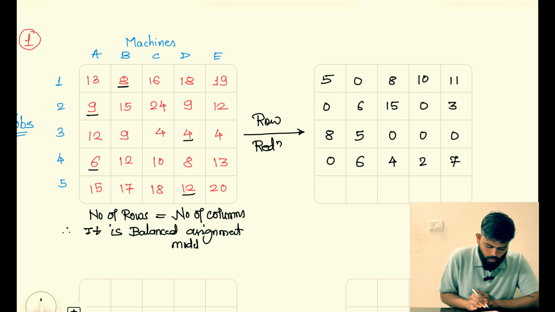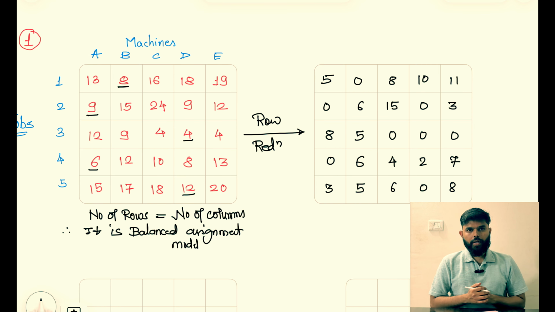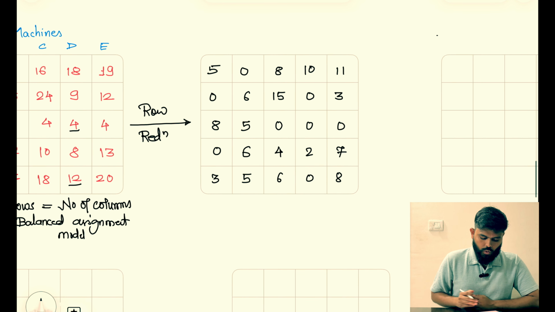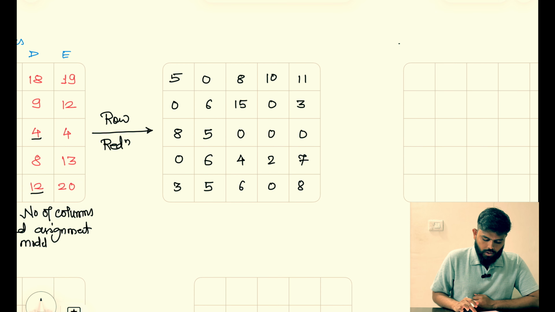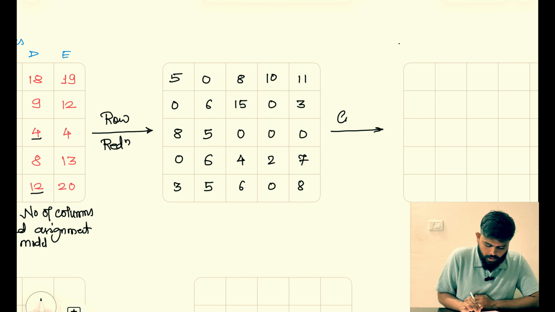And in the final row, we have 12 as the minimum value. So we have 15 minus 12 as 3, 5, 6, 0, and 8. So we have completed our step number 2, that is row reduction. Now let us proceed to the next step, that is column reduction.